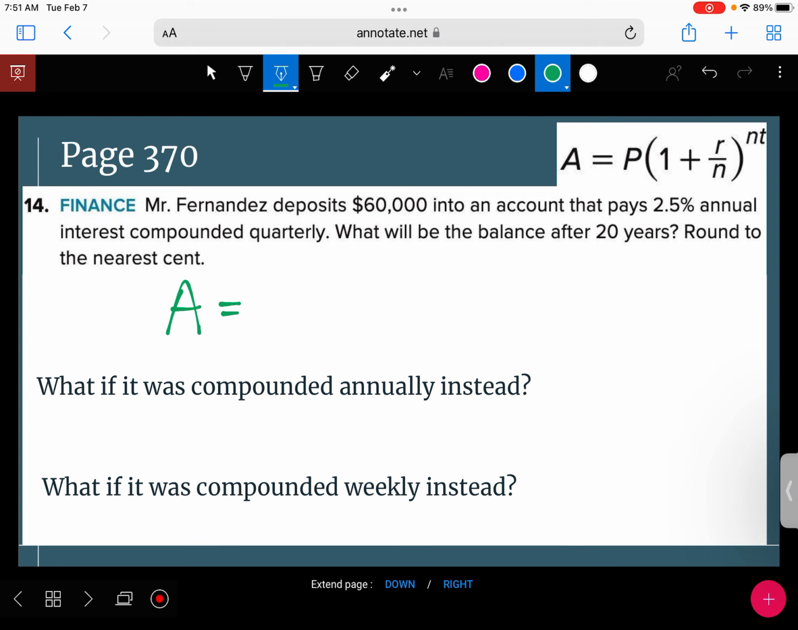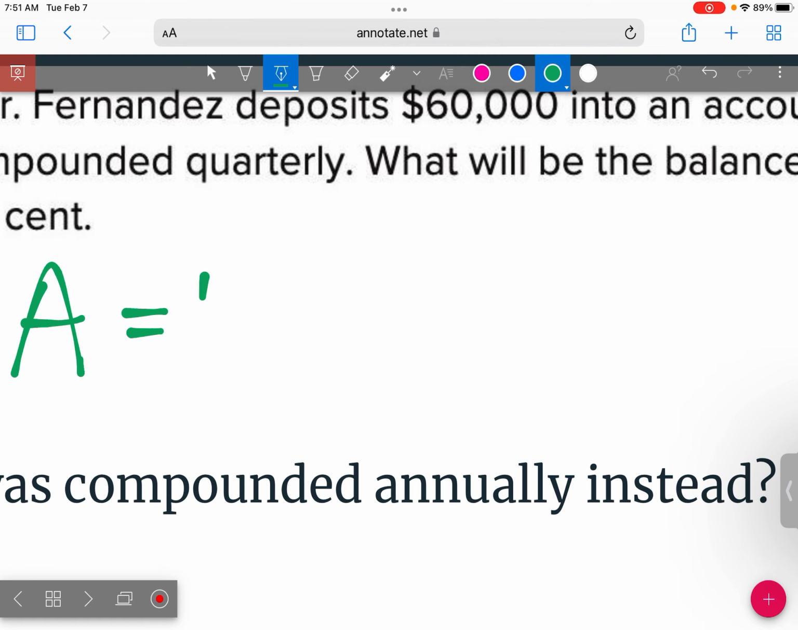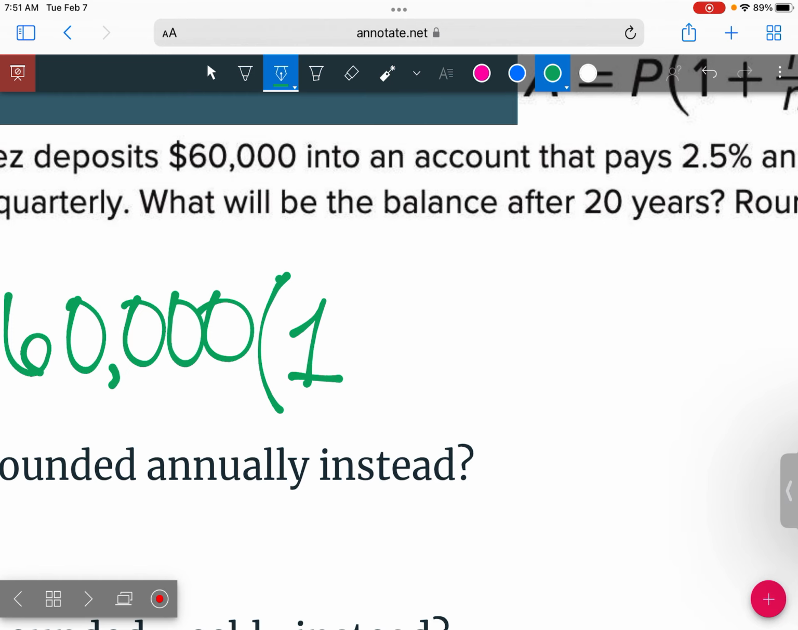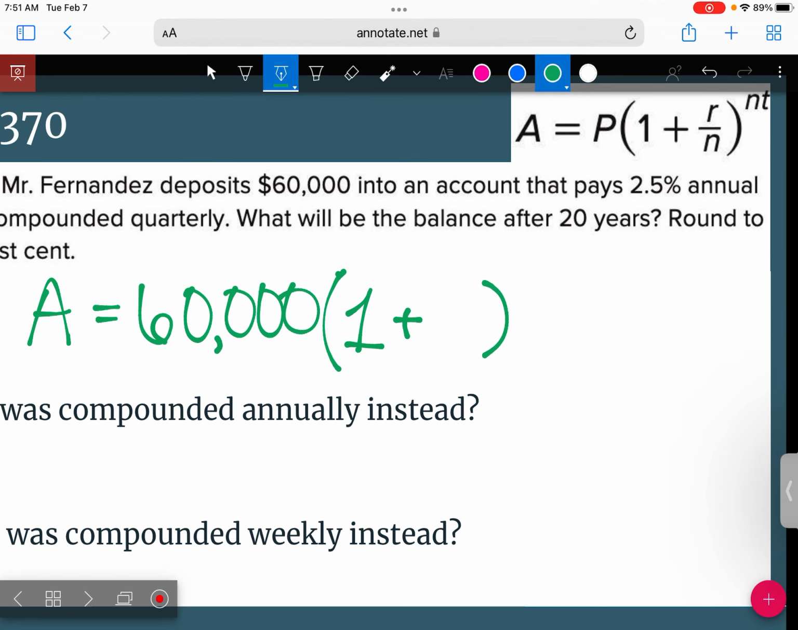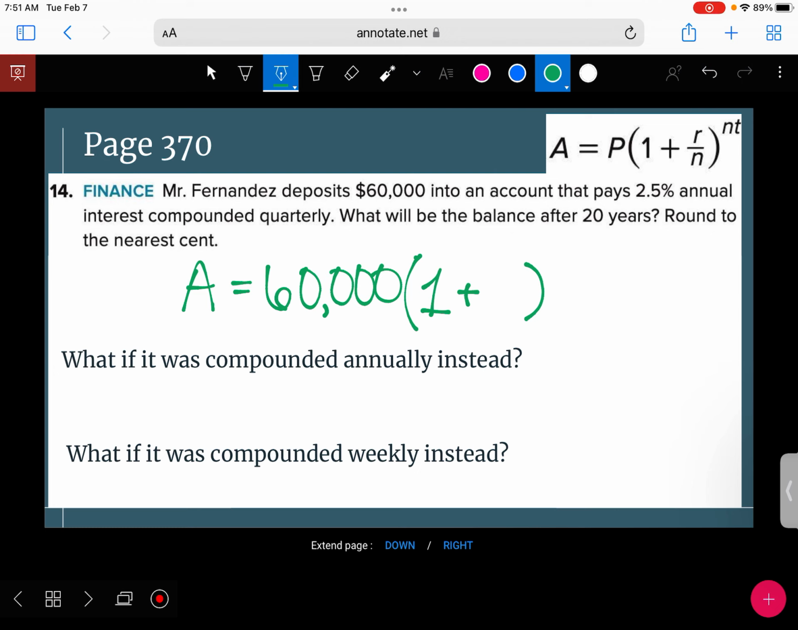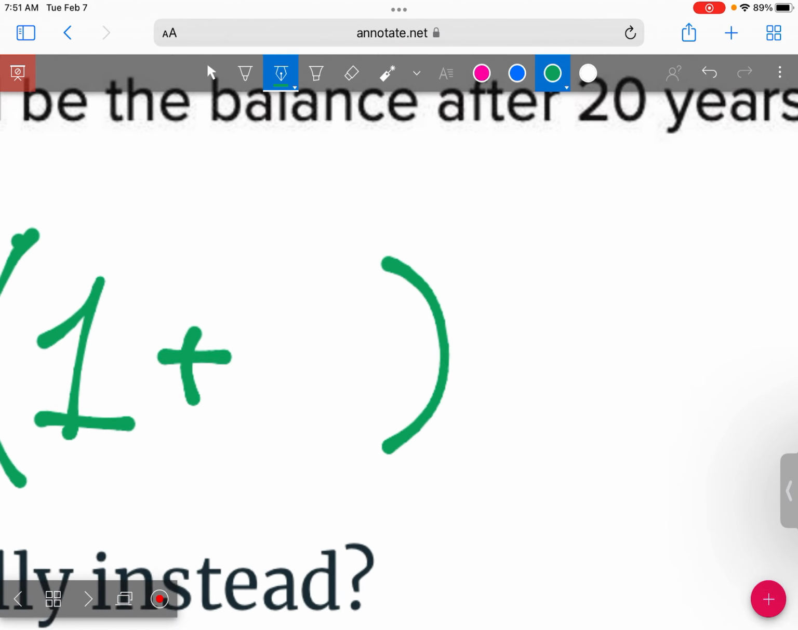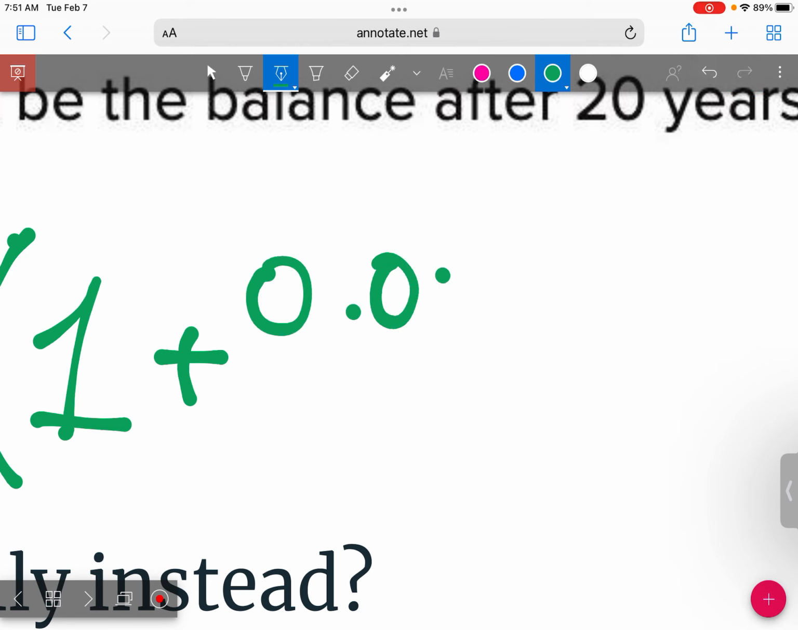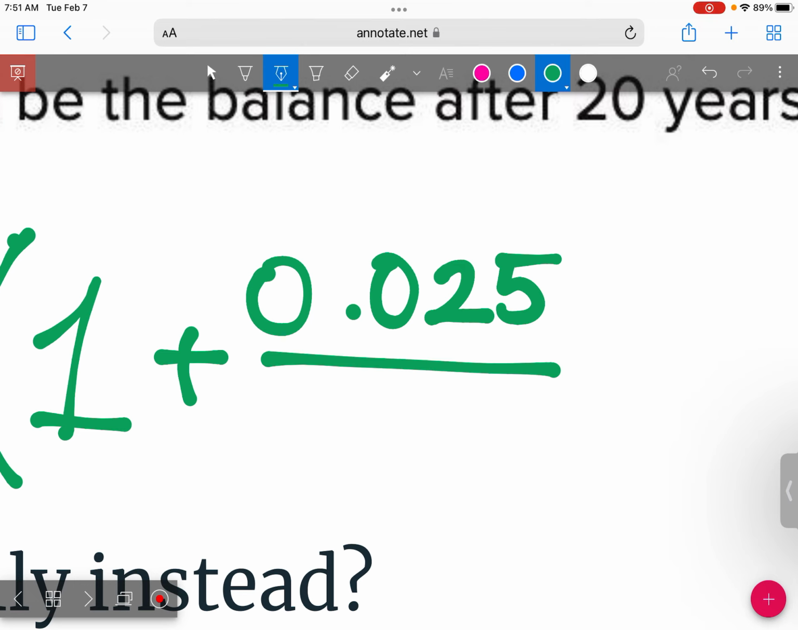So what is our principal? 60,000, yep. Our principal is 60,000. All right, and then we have 1 plus, and then what is our r? 0.025. Yeah. And then we divide it by n.